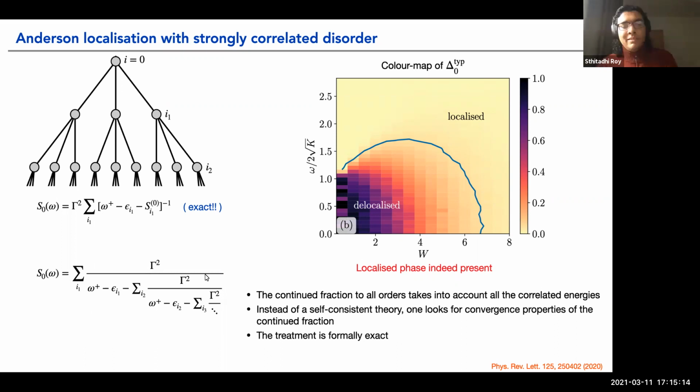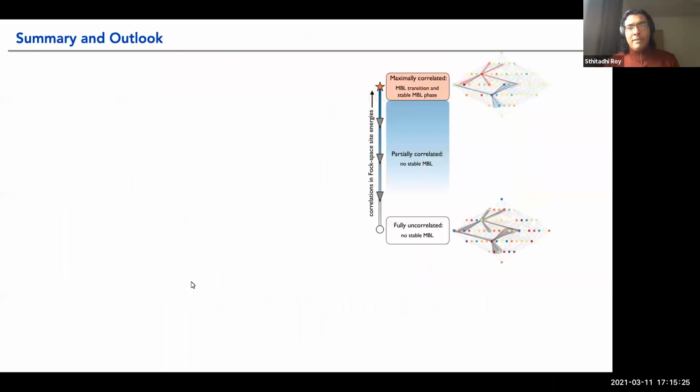The nice thing here was that we didn't have to stop at some order and do a self-consistency, but we could actually take it to all orders and look at the convergence of the continued fraction. So with that, let me summarize.